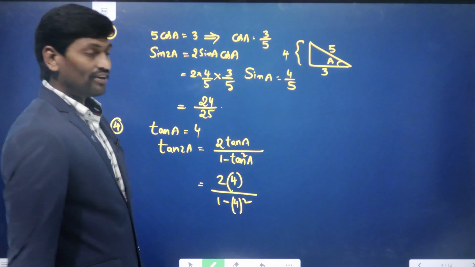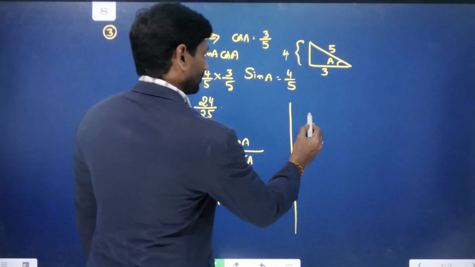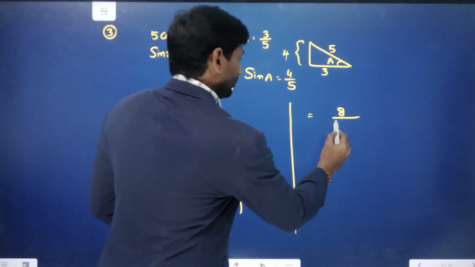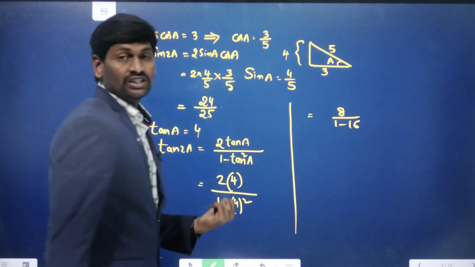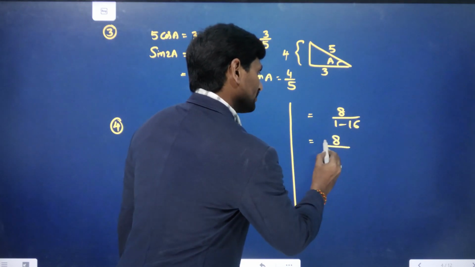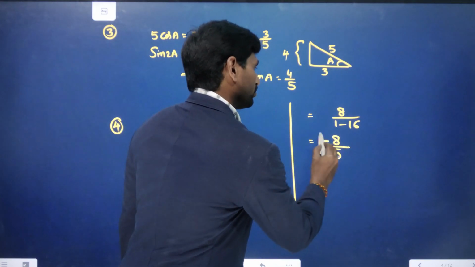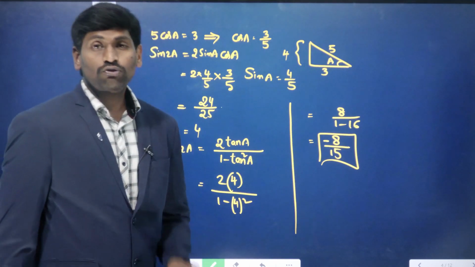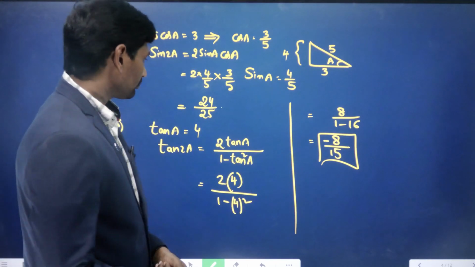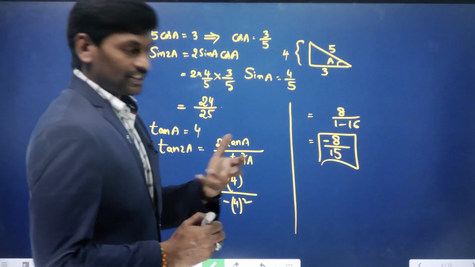2 into 4 by 1 minus tan square value, that means 4 square value. What is the 4 square value? 16. That is equal to 2 4s are 8. Numerator is 8. 1 minus 4 square means 4 4s are 16. 1 minus 16, how much? Minus 15. So the minus we have to keep for the numerator. Therefore the answer is minus 8 by 15. Okay? Let us go to the next problem.